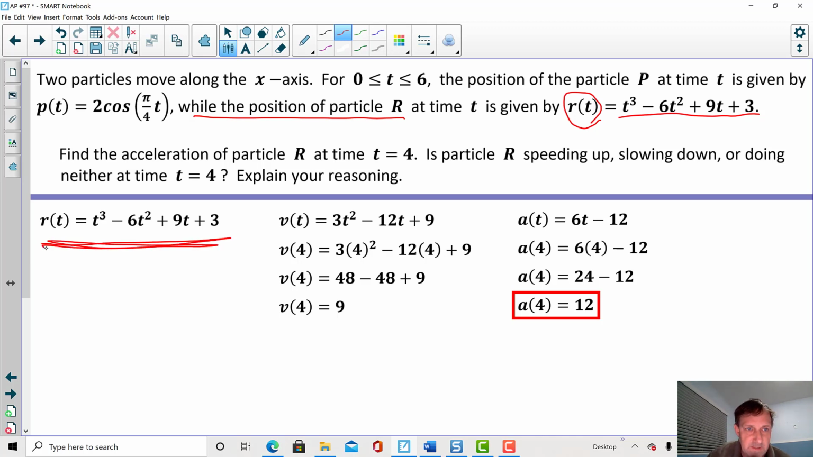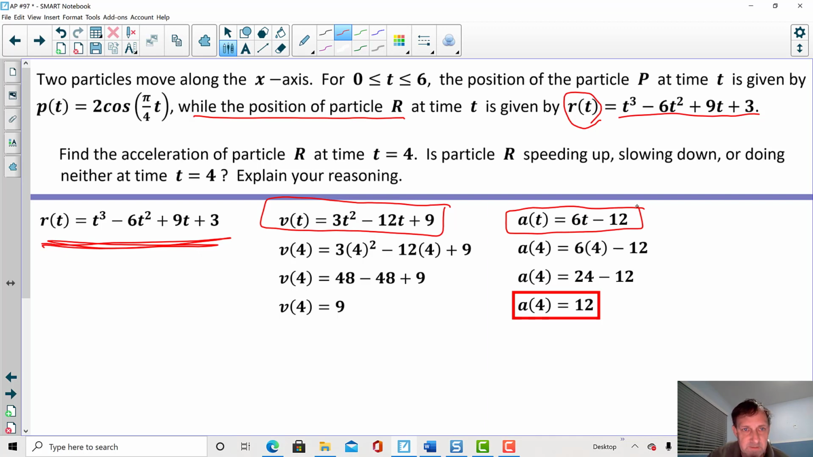It wants us to find the acceleration of particle r at time t equal to 4. So in order to find the acceleration, we have to do the derivative twice. If I do the derivative once, I get the velocity, which I'm calling v of t. If I do the derivative one more time, I get the acceleration, which I'm calling a of t.